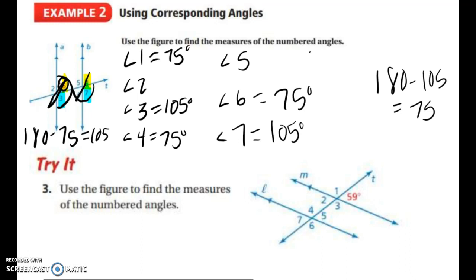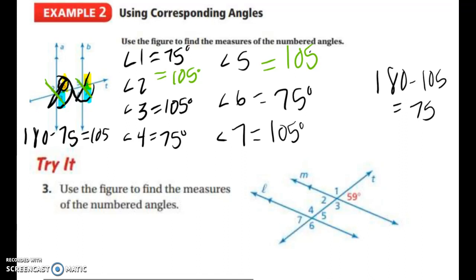And then I'm going to use another color. 2 and 3 are vertical, so that means that 2 is the same as angle 3, which is 105. And 5 and 7 are vertical, so that is also going to be 105. Which makes sense because 2 and 5 are corresponding angles, so they should be equal.